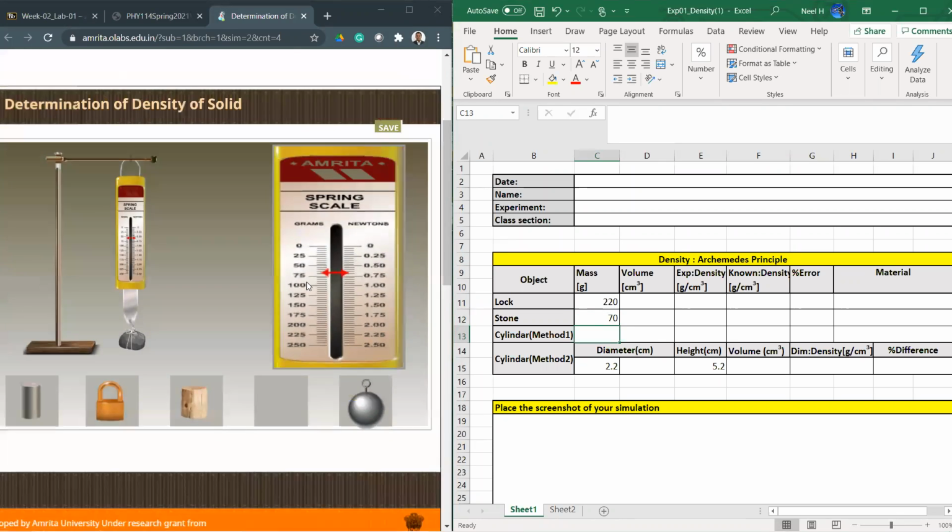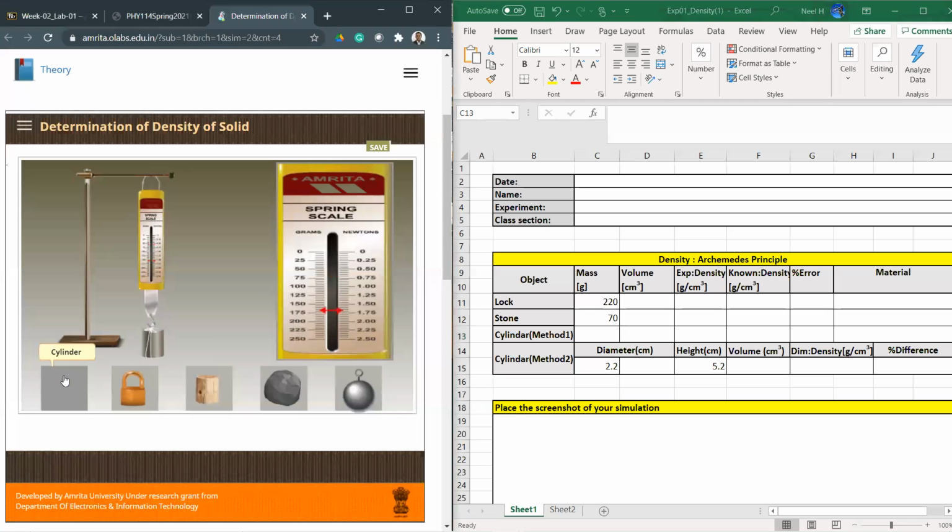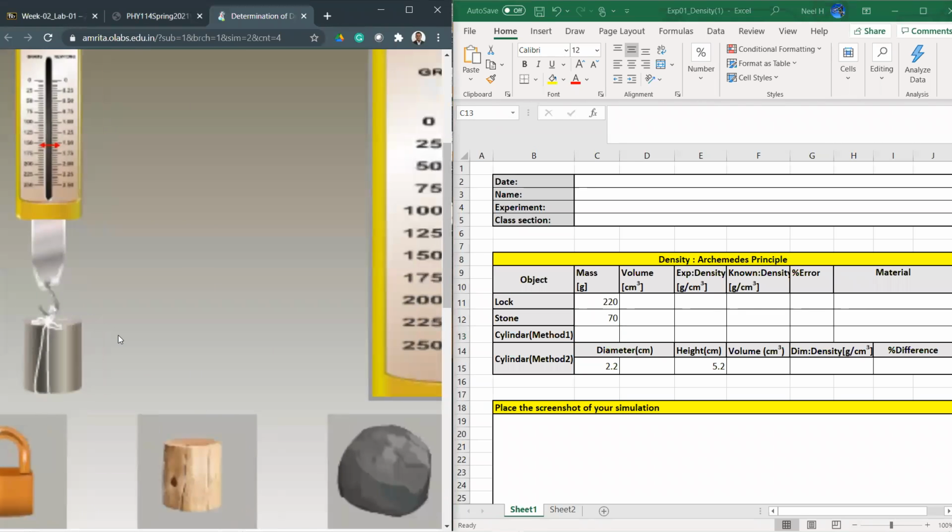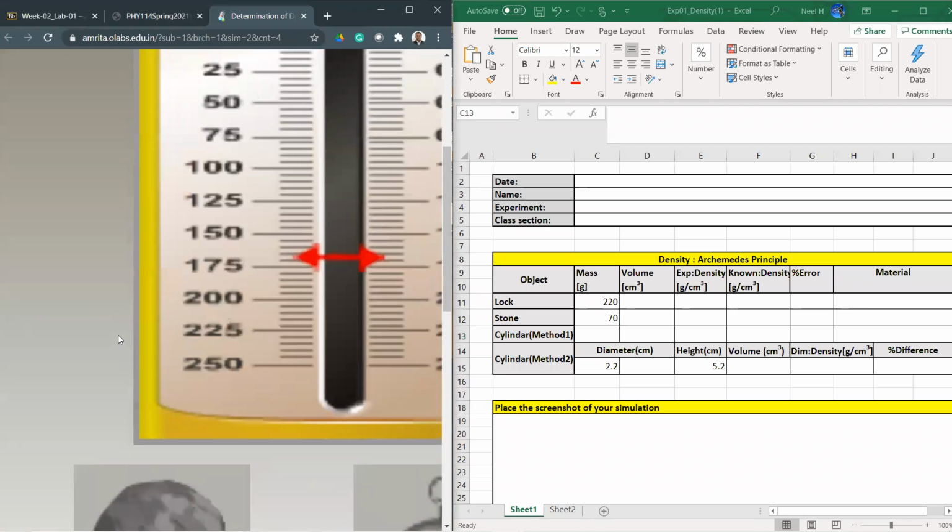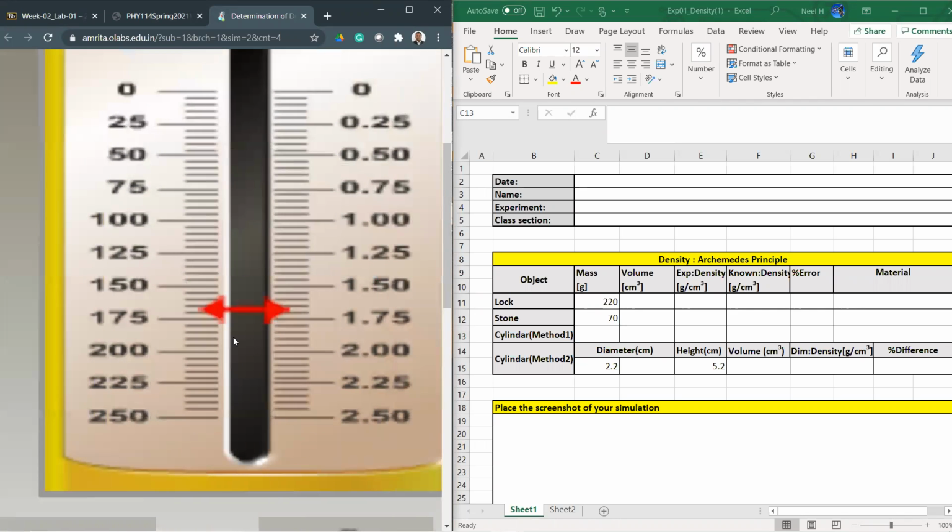And let's measure then the cylinder. That is the first object. You can zoom in if you want to see clearly, like this one. It's between 165 and 170. Technically, you can read in between.